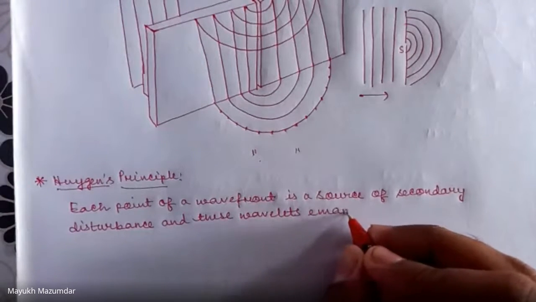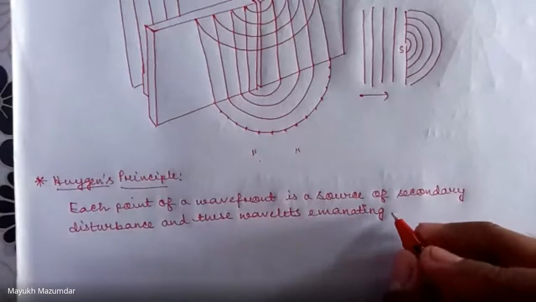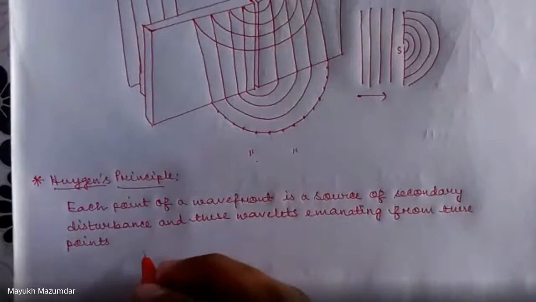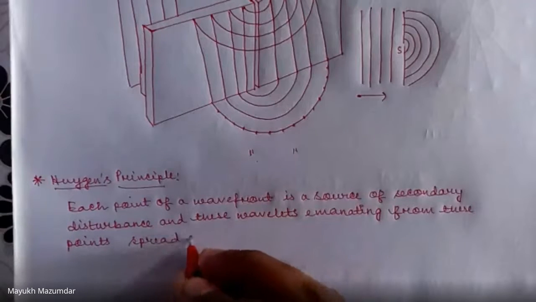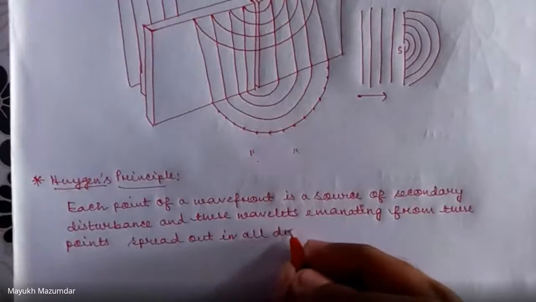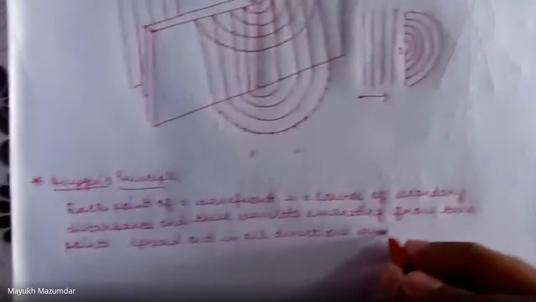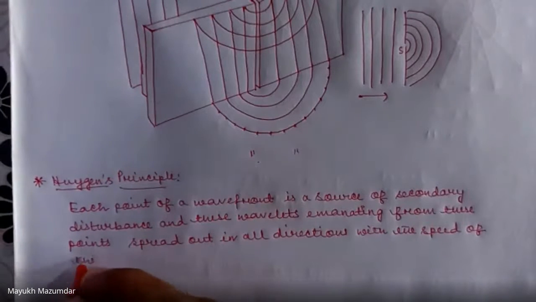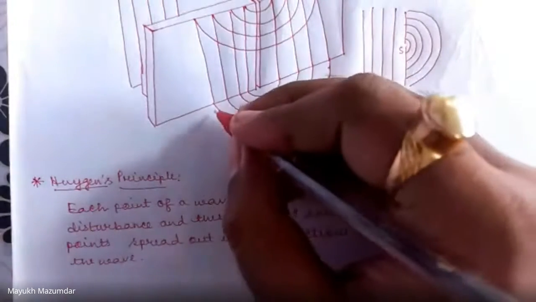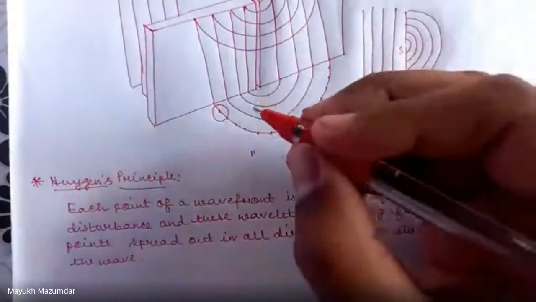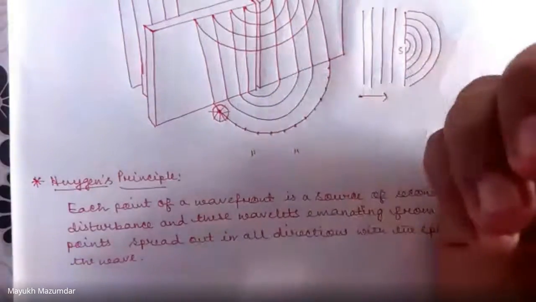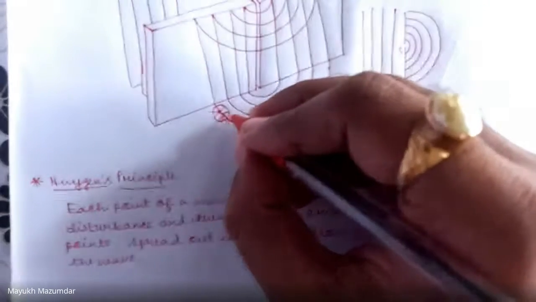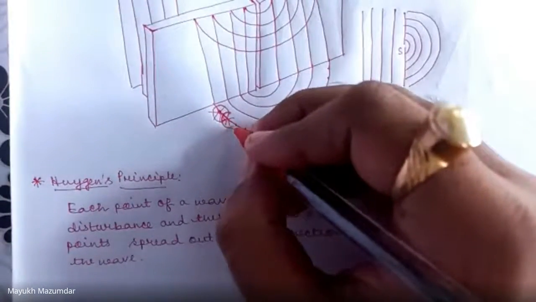Wavelets emanating, that is moving or traveling, from these points spread out in all directions with the speed of the wave. That is, from this point, wavelets are spreading in all directions with the same speed as that of the wave itself. From here also, in all directions, and if we draw the wavefront, it is like this, and so on.